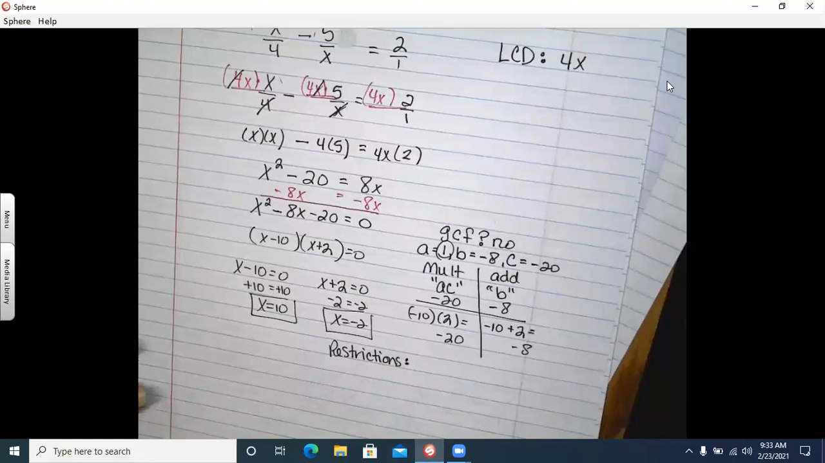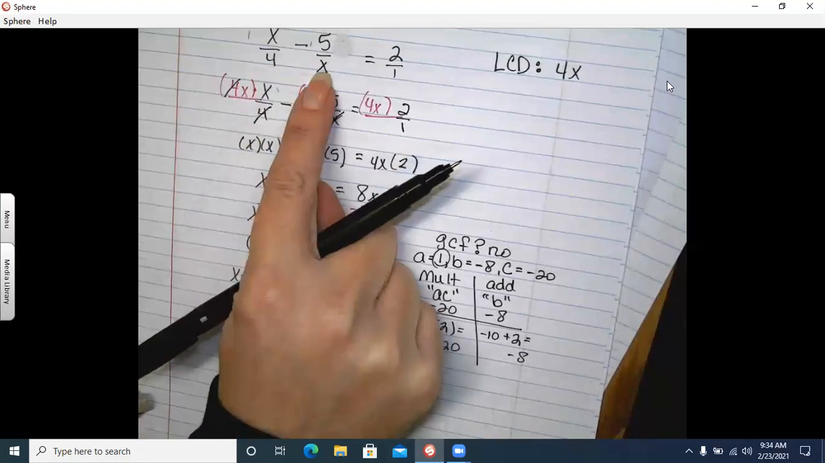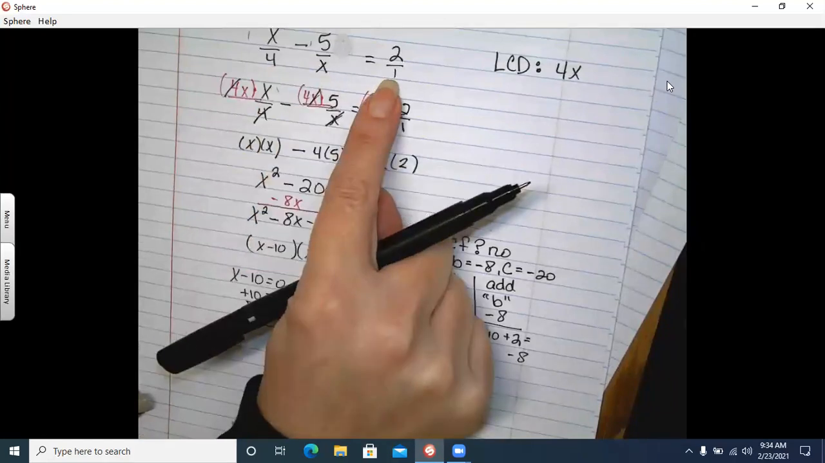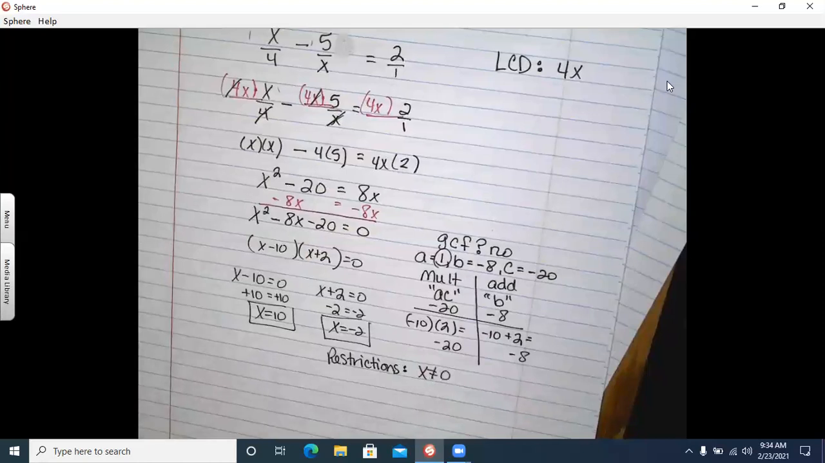So am I going to have any restrictions? What? 0. Because of the x to the fourth, I won't get a restriction from there. There's no variable, right? So I can't have a 0 in the denominator. And the second fraction, the only thing x could be to give me 0 in the denominator is 0. And then this one, there's no variable in the denominator. So my only restriction, what x cannot equal, is 0, and neither of my answers were 0. So I'm good.